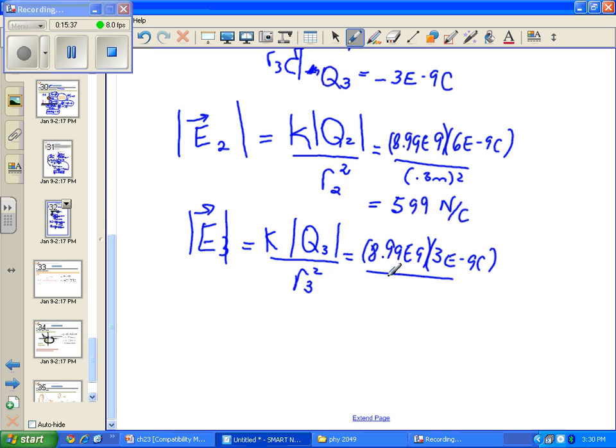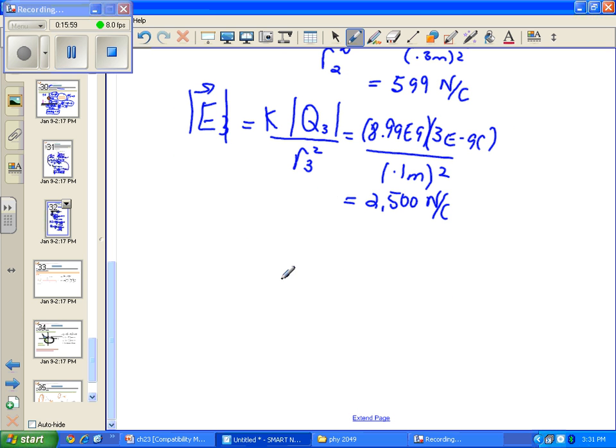Notice that I don't put minus 3 e. Why is that? Because I already know the direction of the component. I know the sign of the component, and right now all I'm doing is working with magnitude. If my calculator gives me the correct values, this is what I get for E3: 2500 newtons per coulomb. And now I'm ready to write my vectors.